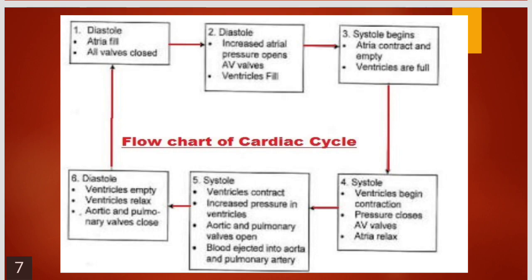Systole means the atrium contracts and empties the blood into the ventricles. Ventricles are full. Systole again begins with the contraction of ventricles, pumping the blood into the pulmonary artery. Again, systole, the cycle goes like this. Ventricular systole begins, the ventricle contracts, pressure increases. So the blood goes to the pulmonary artery and also the aorta after the valves open.